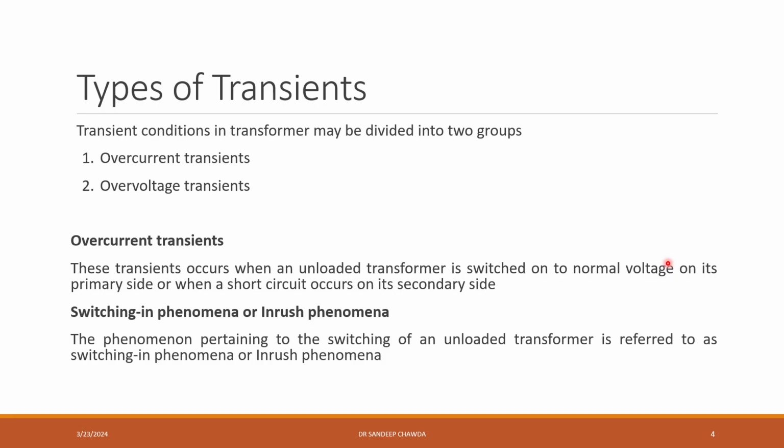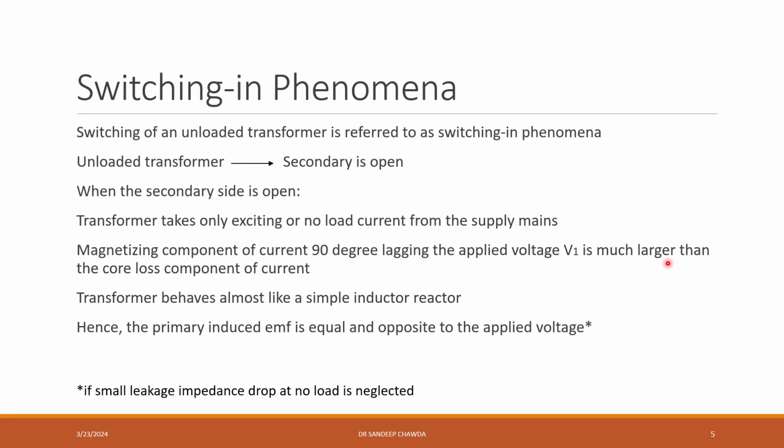In this particular case, basically the overcurrent transients occur in transformer whenever an unloaded transformer is switched on or the secondary is short circuited. So let us see what is the switching in phenomena or inrush phenomena which occurs due to the overcurrent transient. So overcurrent transient means the switching on of unloaded transformer.